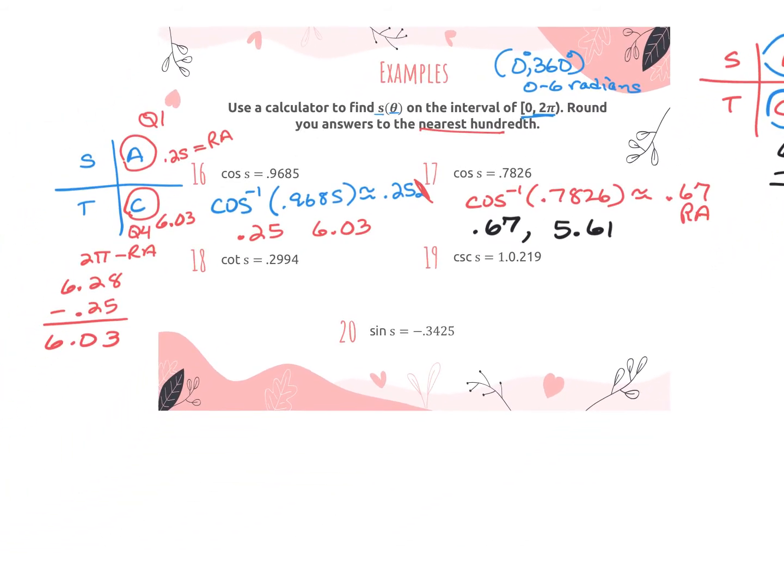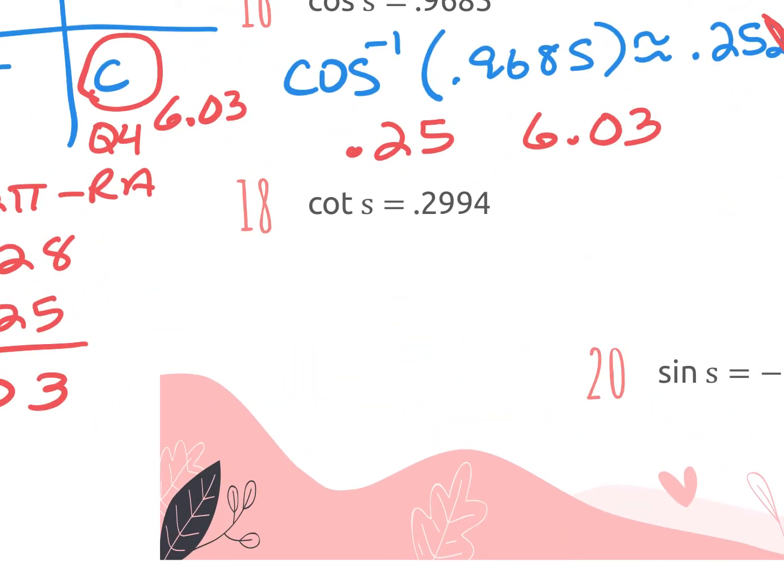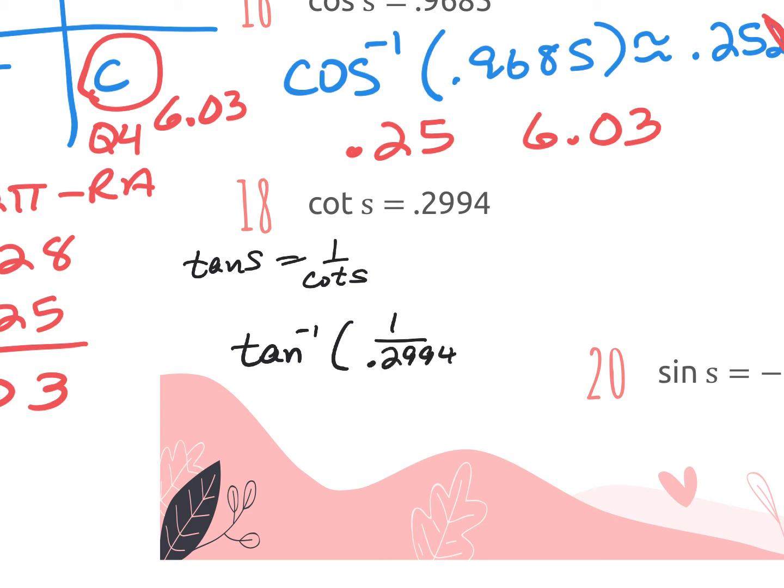Okay, so no COT button here for number 18. We know that cotangent is the reciprocal of tangent. So we know tangent is really 1 over cotangent. So what I'm going to do here is tangent -1, inverse tangent, 1 over, or 1 divided by, however you want to do it, and close the parentheses. This is approximately equal, rounded to the hundredths place, to 1.28.